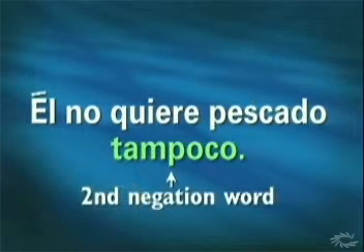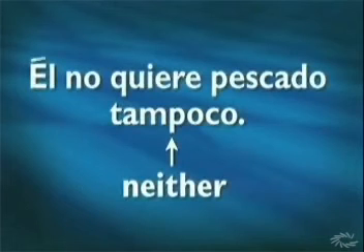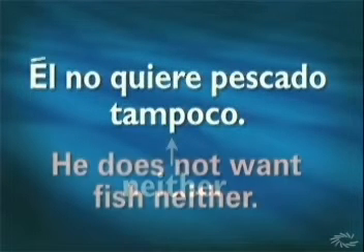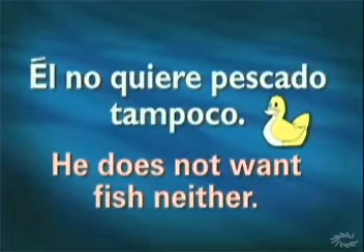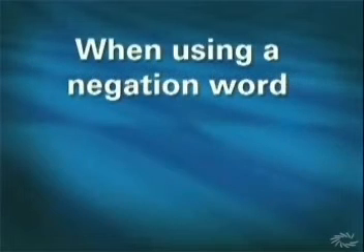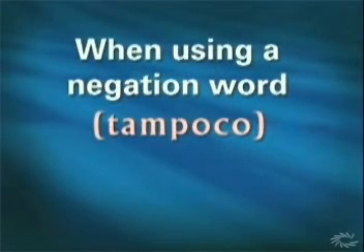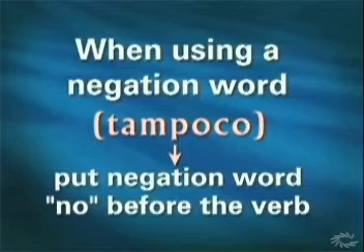Next comes our second negation word, tampoco. As we said, tampoco means neither. So if we were to translate our sentence literally, it would say, he does not want fish neither. That sentence is way wrong in English, but it's just ducky in Spanish. When you use a negation word like tampoco or neither, you still have to put the negation word no before the verb. Here are a couple more examples of negation words that work like tampoco.